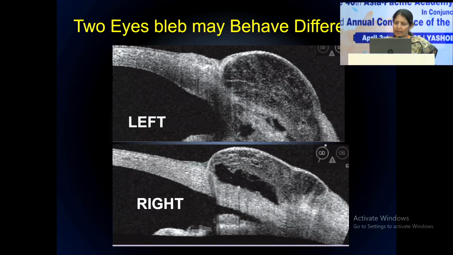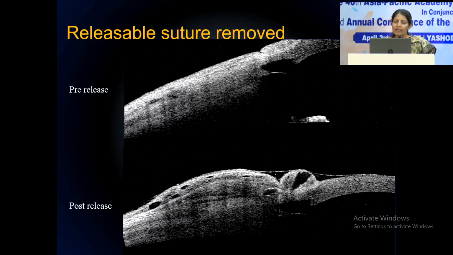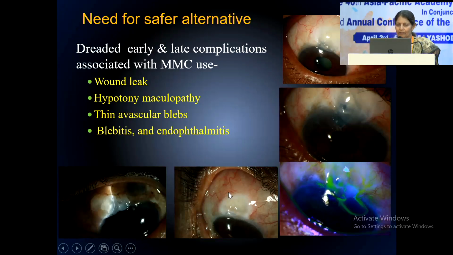They may behave differently. This is a case at post-op day 10 showing a flat bleb and IOP rising to 14 millimeters of mercury. So should we remove the releasable suture in such a case? Yes, we did release. This is the homogeneous area showing you the flat bleb with dense wall thickness. Post-release, you can immediately see the elevation with multiple areas of aqueous, microcysts, and conjunctival separation.